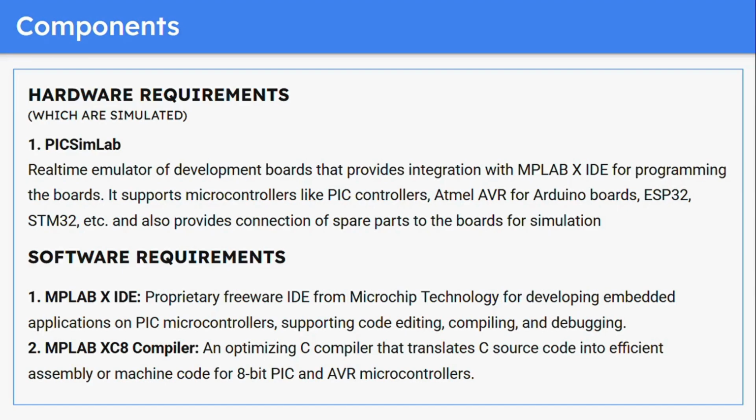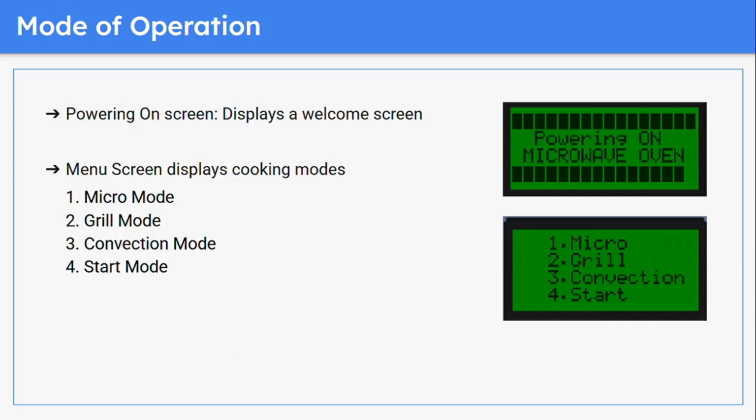Software requirements are MPLAB X IDE, which is a proprietary freeware IDE from Microchip Technology, and it enables us to develop embedded applications on PIC microcontrollers, supports code editing, compiling, and debugging. The second software requirement was the MPLAB XC8 compiler, which is a C compiler that optimizes and translates the C source code into efficient machine language.